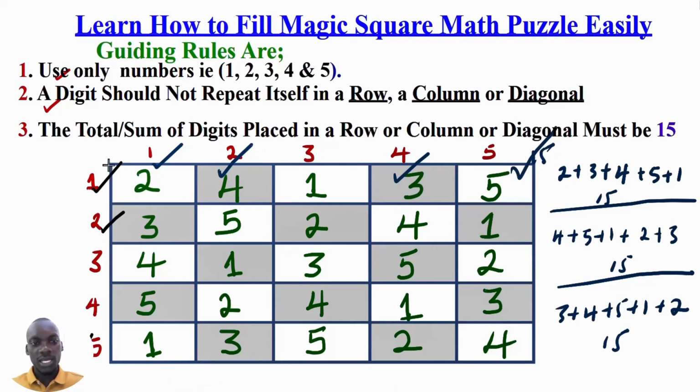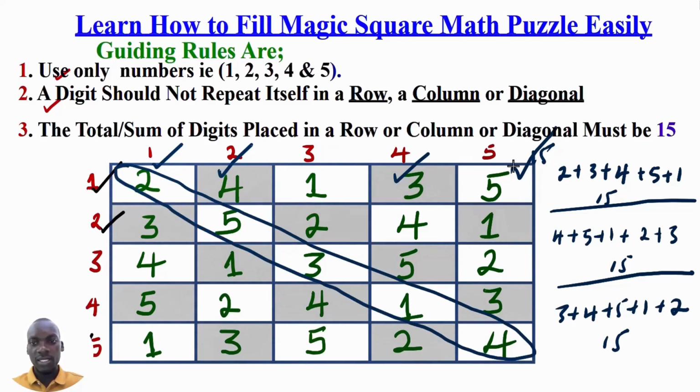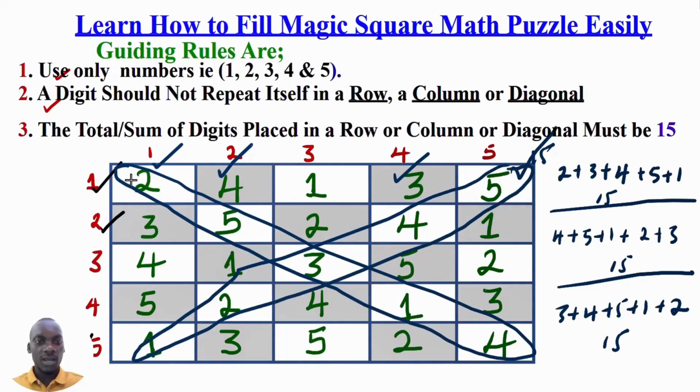Let us also cross check this diagonal here. We have already finished testing the other diagonal and seen that the sum of those digits equals 15. So in this diagonal we have 2 plus 5, that is 7. 7 plus 3, that is 10. 10 plus 1, that is 11. Then 11 plus 1 plus 5, that is 15. Implying that this diagonal is also abiding by rule number 3.